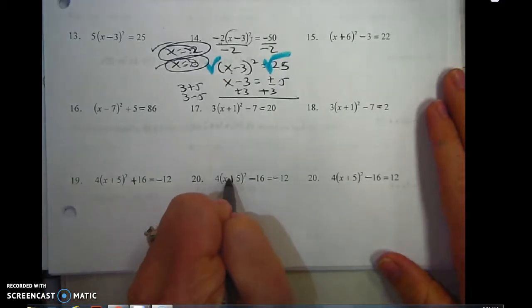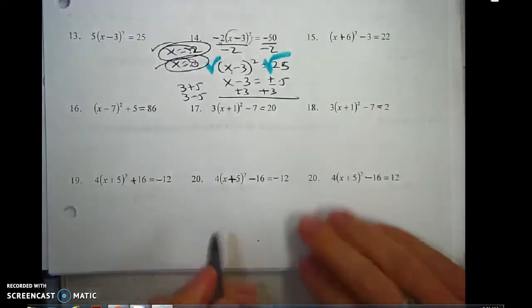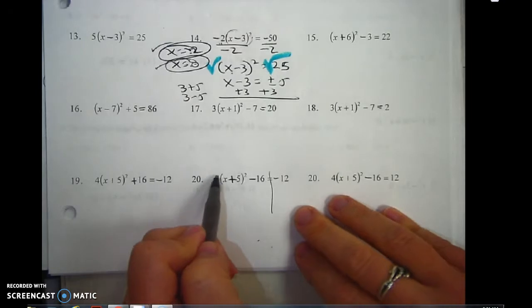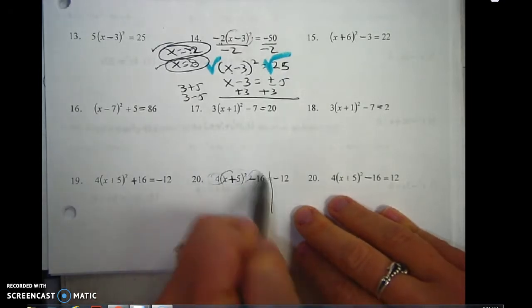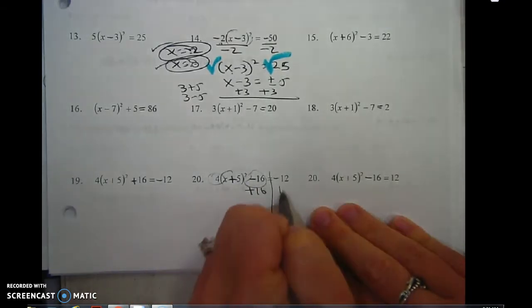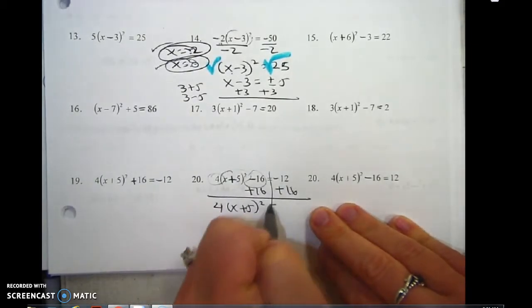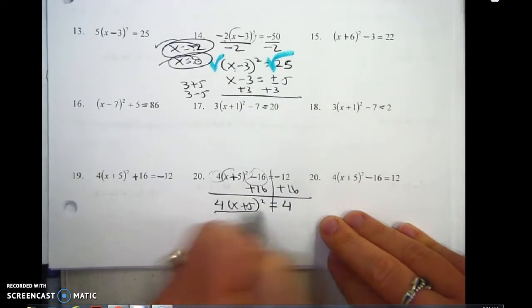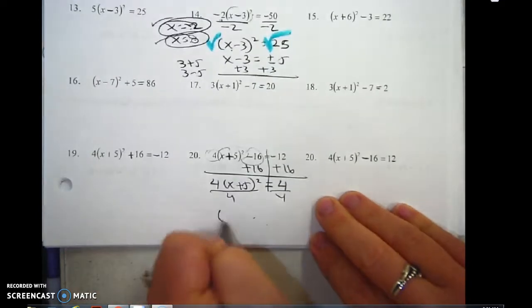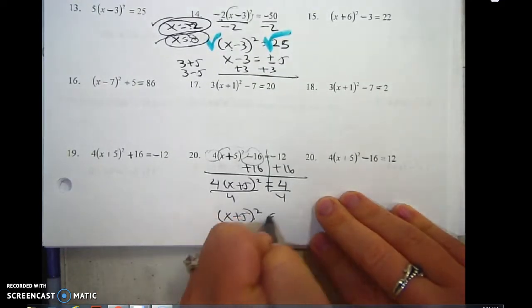All right, let's do this one right here. Let's do number 20. We got a whole lot going on. We have this squared and the 4 and the 16. So first add 16. 4, x plus 5 squared. Negative 12 plus 16 is 4. Divide by 4. X plus 5 squared equals 1.